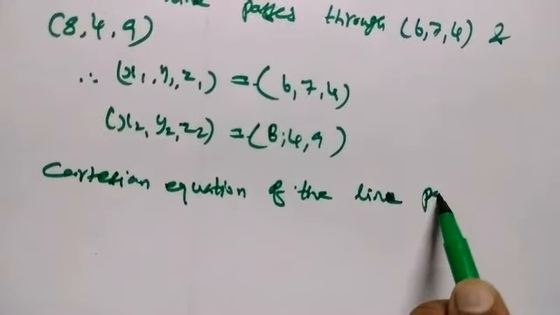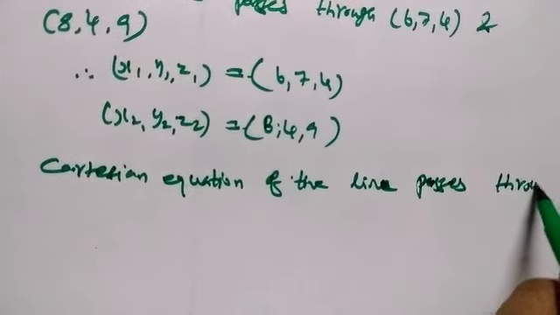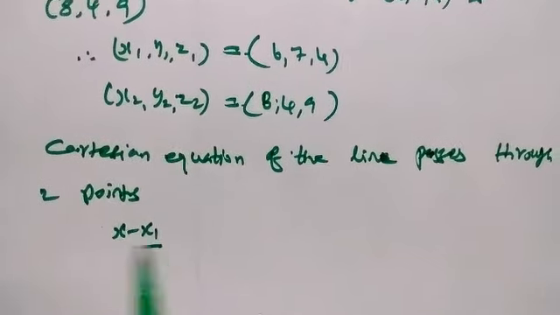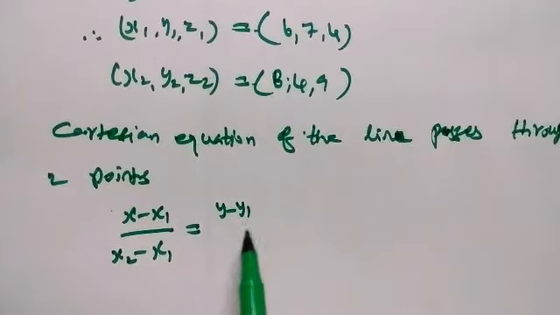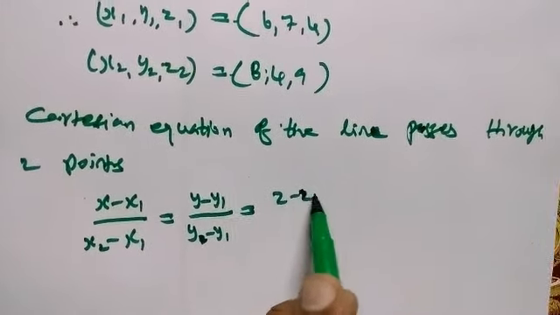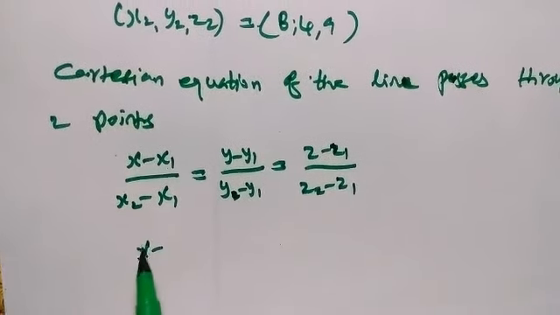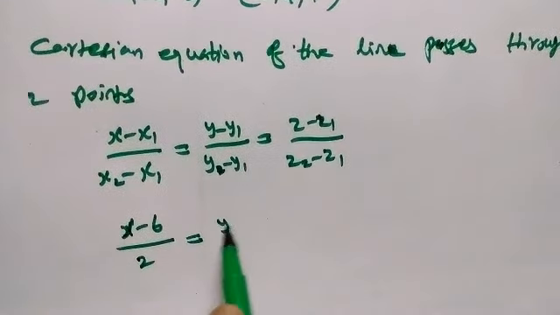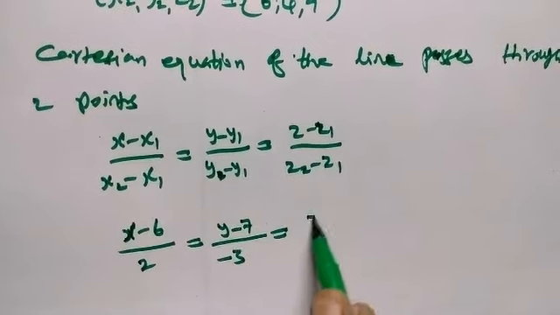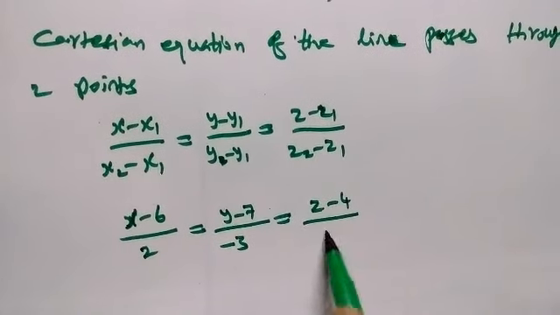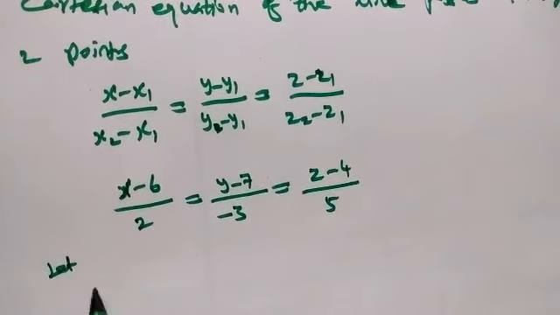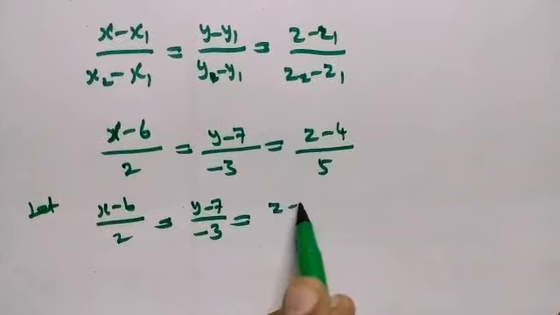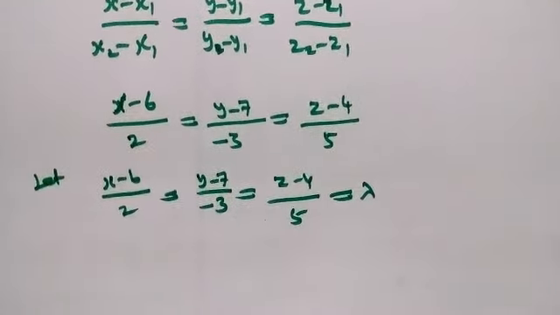Cartesian equation of the line passing through 2 points. Formula: x minus x1 by x2 minus x1, equals y minus y1 by y2 minus y1, equals z minus z1 by z2 minus z1. So x minus 6 by 8 minus 6, which is 2, equals y minus 7 by 4 minus 7, which is minus 3, equals z minus 4 by 9 minus 4, which is 5. Let x minus 6 by 2 equal to y minus 7 by minus 3 equal to z minus 4 by 5 equal to lambda.